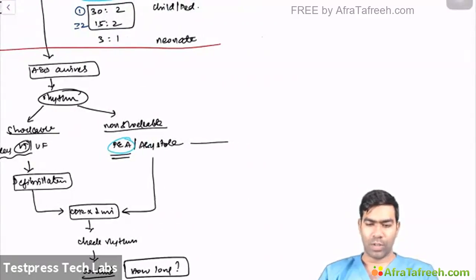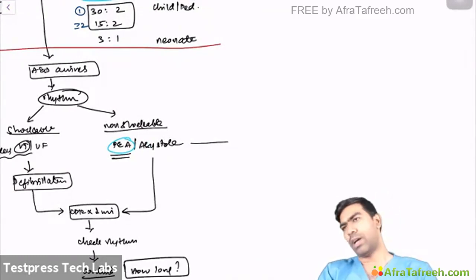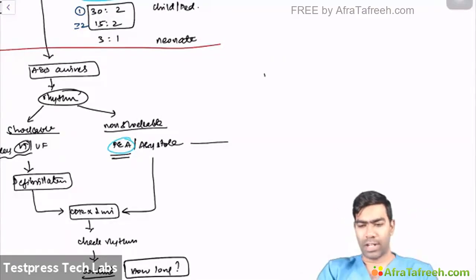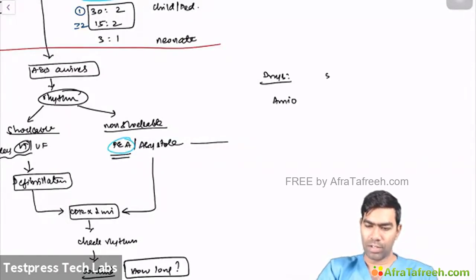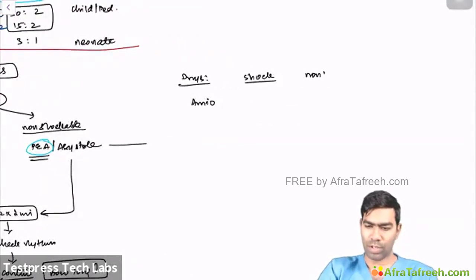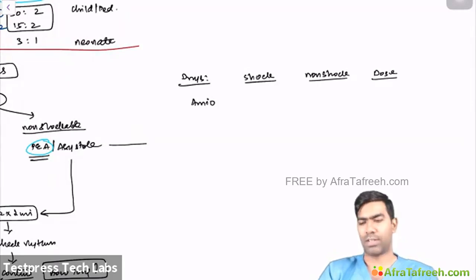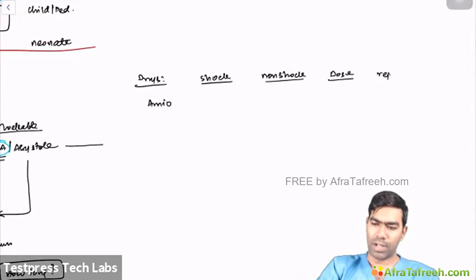And there are some things that you need to know. For example, you have certain drugs that you can use in CPR. During the ACLS protocol, the drugs you can really use, number one, is amiodarone. Let us see whether you use it in shockable rhythms or non-shockable rhythms, what the dose of the drug is, and whether that can be repeated or not.